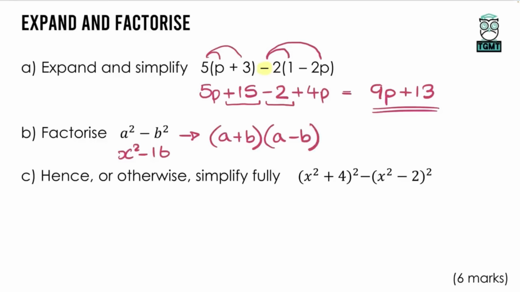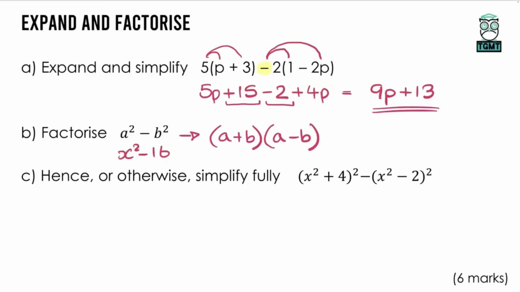And there we go, that's factorised. And if you were to expand that, you get a squared, then you get minus ab plus ab, and they cancel each other out, and then the minus b squared. It says hence or otherwise, simplify fully, and then it's given us basically the same thing, except there's loads of pieces in the bracket.